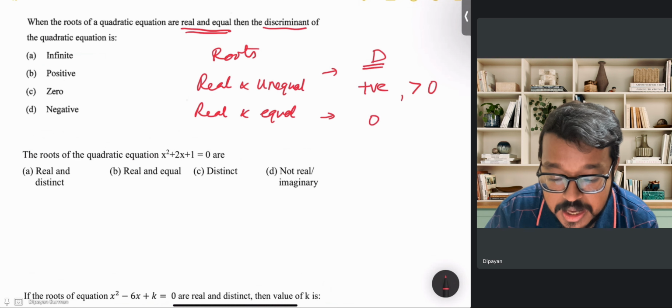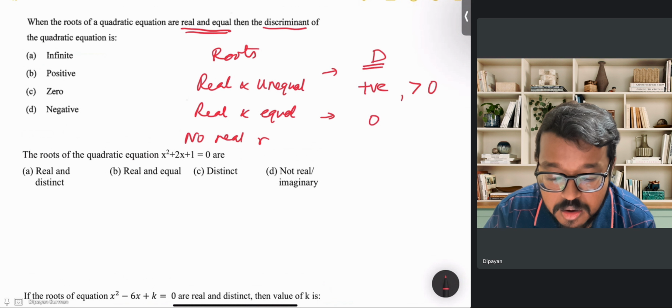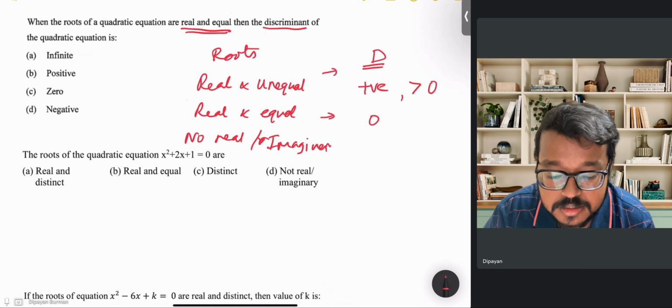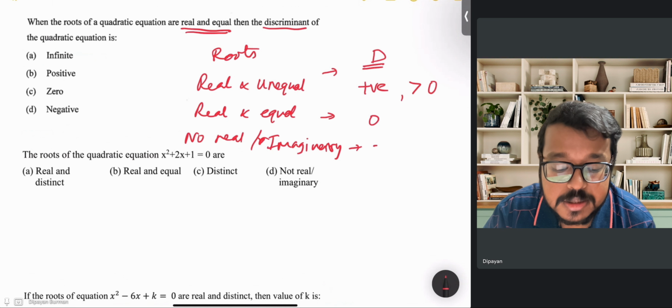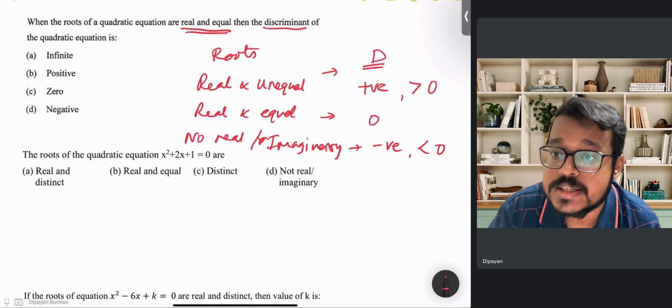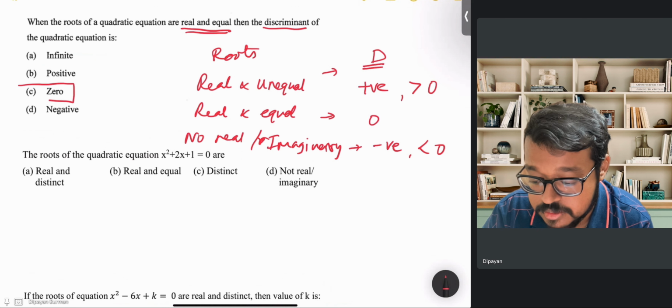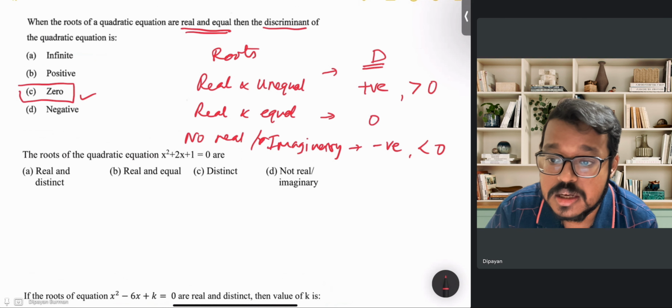0. And if we have no real roots, or if we have imaginary roots, then the discriminant is negative, which is less than 0. So they're asking for real and equal roots, so the discriminant is 0. So option C is correct.